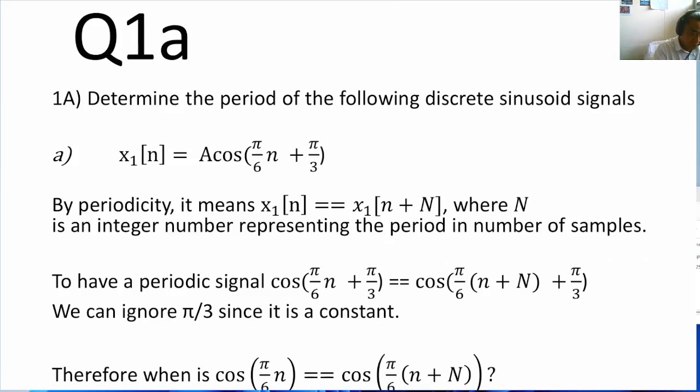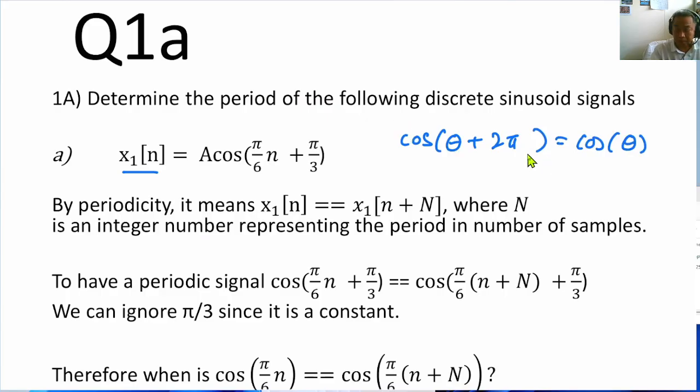This is tutorial question Q1a. We're asked to determine the period of this discrete time sequence x1[n]. We know that for cosine, cos(theta + 2 pi) equals cos(theta). And in fact, it is not only 2 pi. For any integer multiple of 2 pi, the term on the left equals the term on the right.